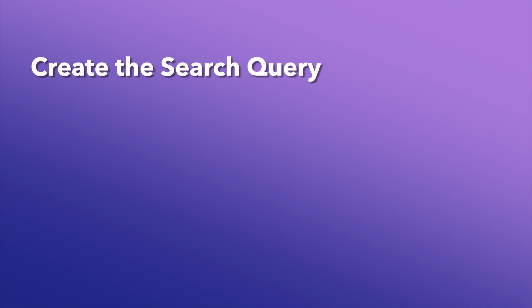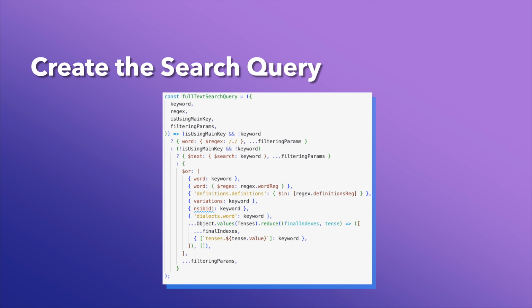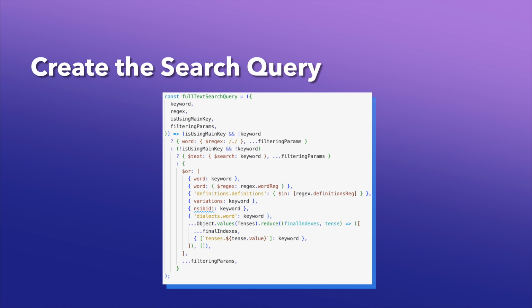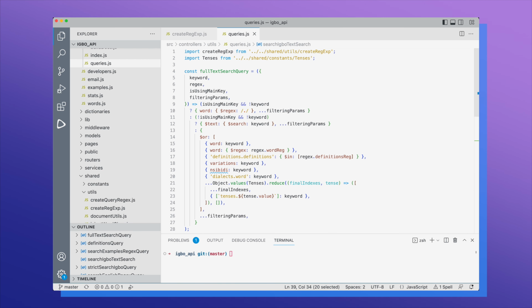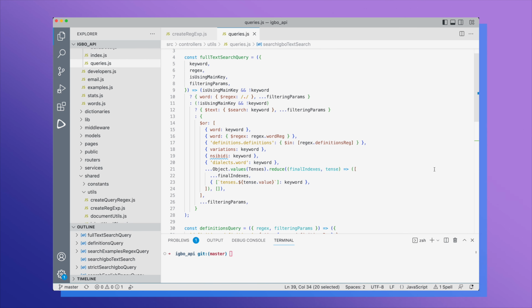Now that we've generated our regular expression, it's time to start generating the queries used to match with the Word documents. I created my own concept of a full text search by creating the following function, full text search query, that generates a MongoDB search query. This function can be found inside of our queries file, and it kind of looks intense at first glance, but we're really going to be focusing on the last object in the ternary operation that starts with $or.